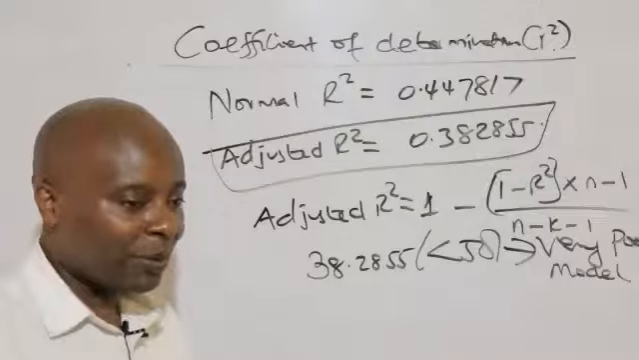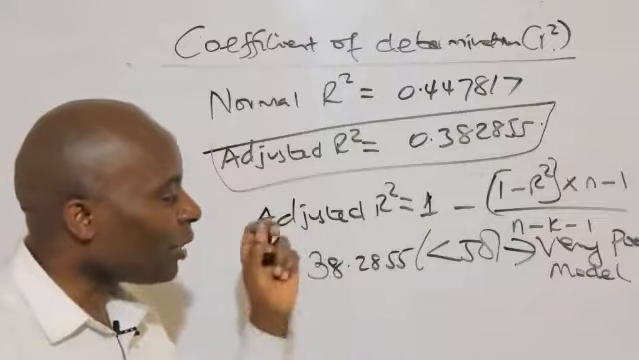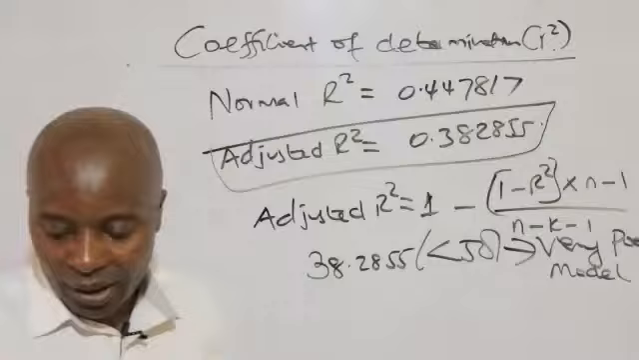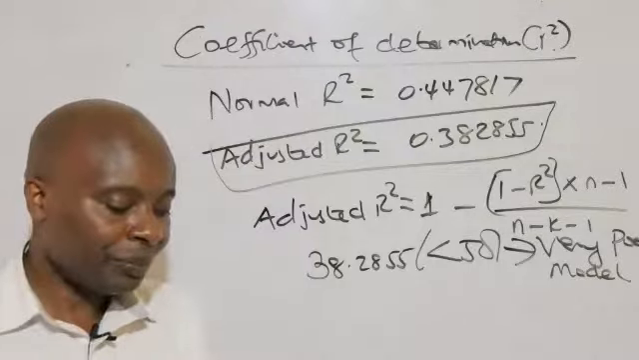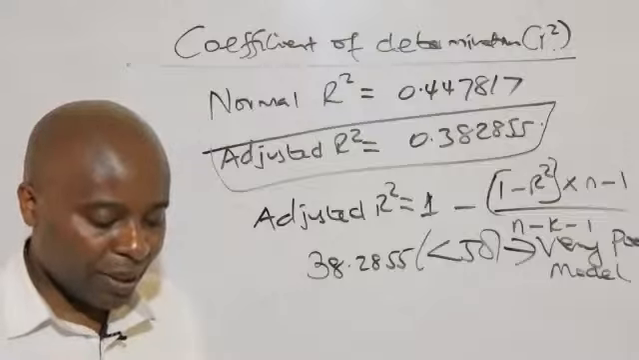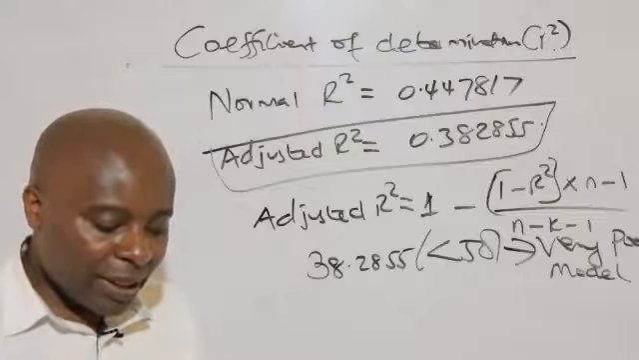Go home and come with your party. So this is a very poor model. It's a very poor model on the basis of adjusted R squared. Now, ladies and gentlemen, the next thing that I will do here is to make use of the F statistic.